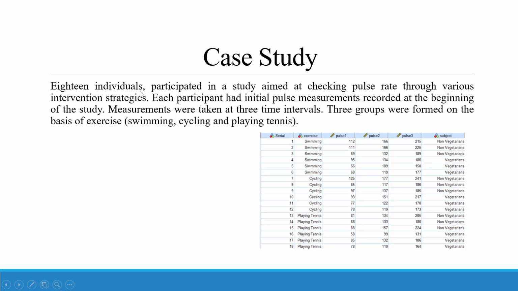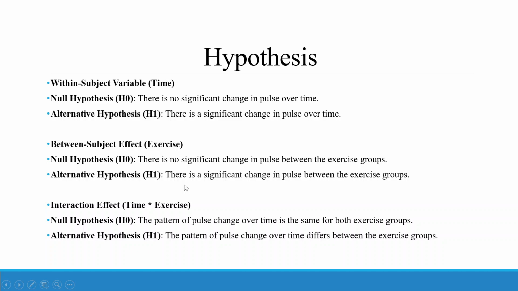Now let's take the case study. 18 individuals participated in a study aimed at checking the pulse rates through various intervention strategies. Each participant had an initial pulse measurement recorded at the beginning of the study. Pulse 1 at time 1, pulse 2 at time 2, pulse 3 at time 3. 3 groups were formed on the basis of exercises: swimming, cycling, and playing tennis. So what are the hypotheses which we'll have to test?